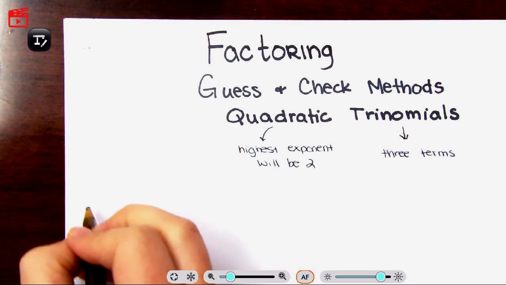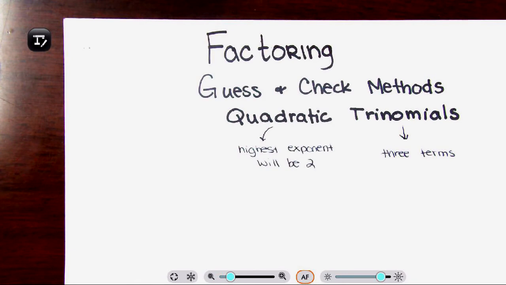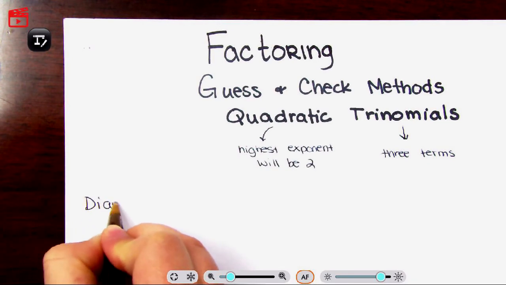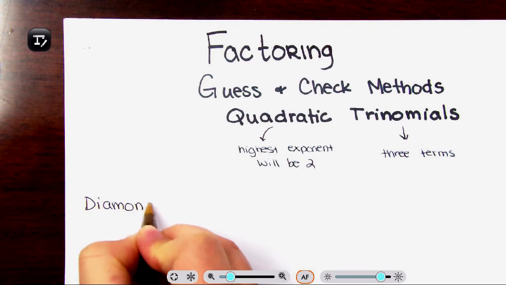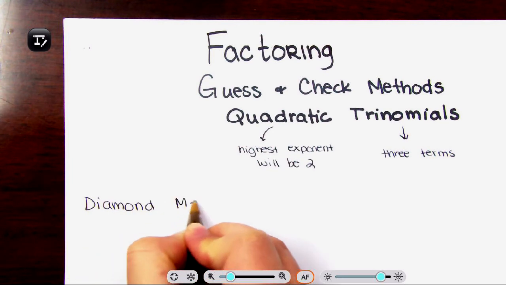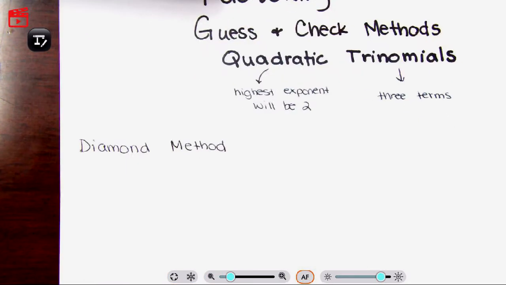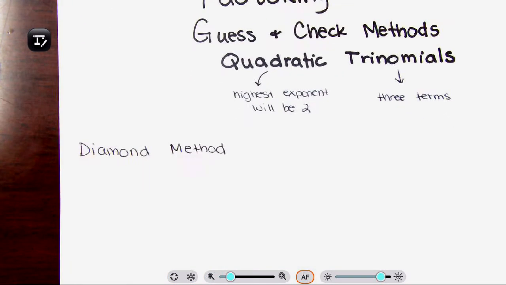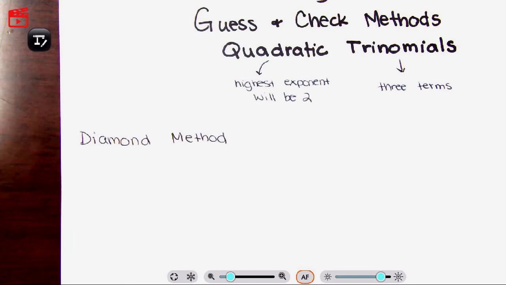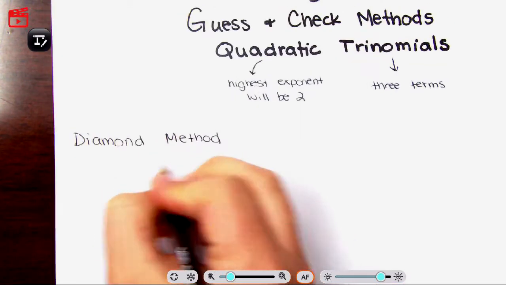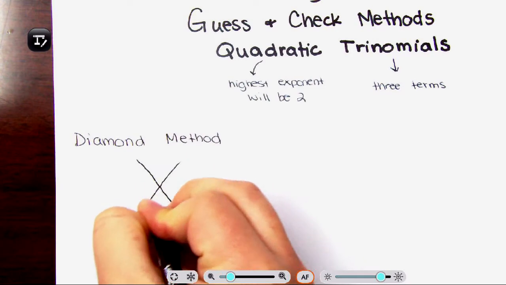So for example, let's not do an example. Let's do some steps first. I'm going to do the diamond method first. I think when we are originally learning to factor, we learn the diamond method. But I'm going to show you something a little bit different than probably what you're used to. So you have diamonds, and that's a big X.